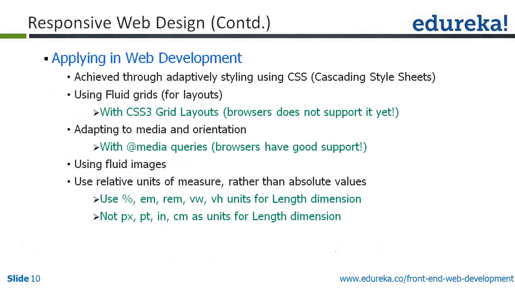So if your website can respond to that, then it is a responsive web design. Let's see how we can apply these responsive web design principles, and how we can achieve responsiveness in web development. You get the responsiveness by adaptively styling the page using CSS, that is cascading style sheets, and you can use other techniques like fluid grids for getting layouts which change depending on the context.